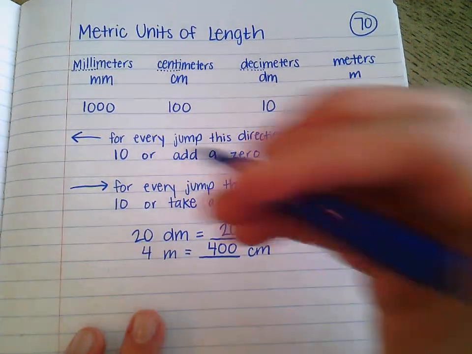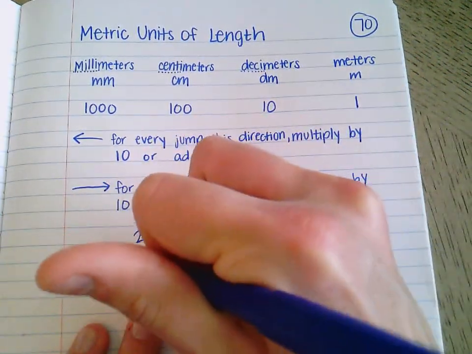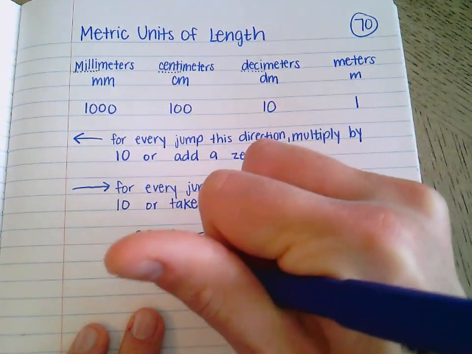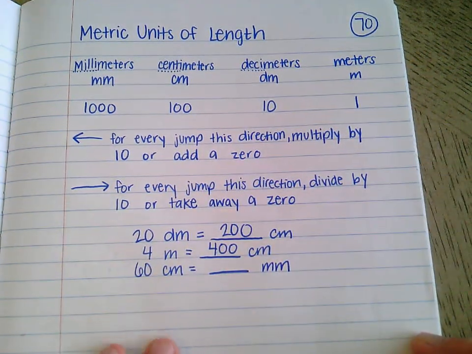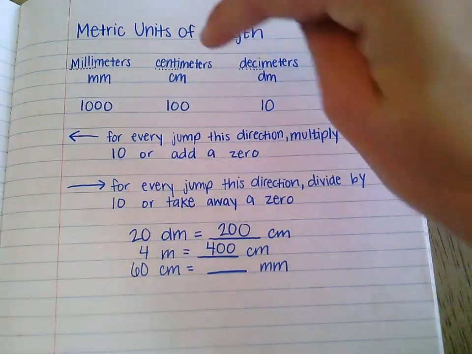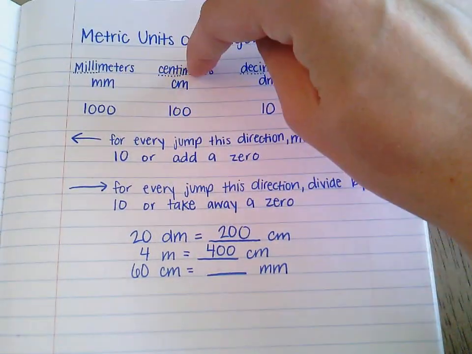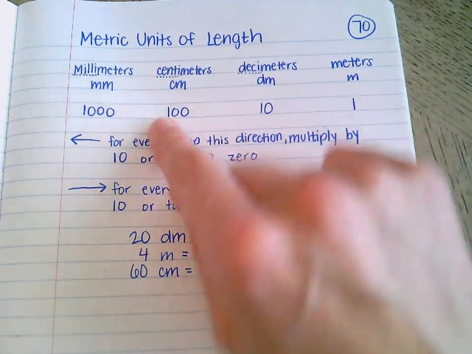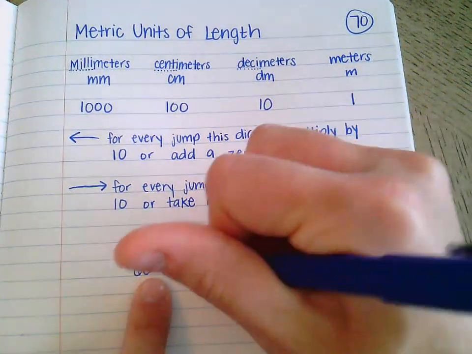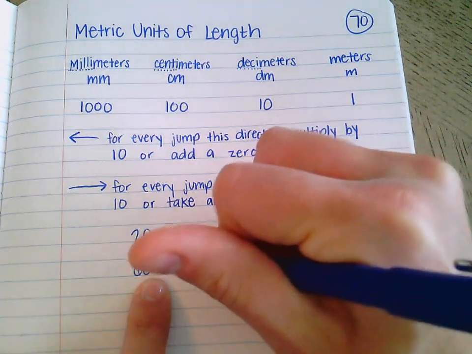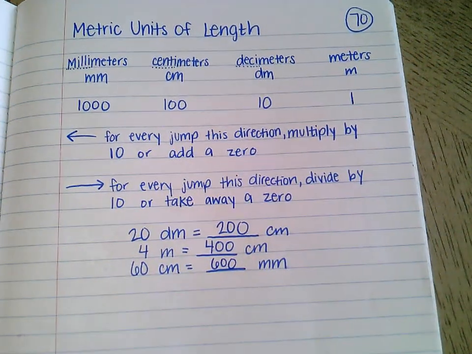Okay, the next one, 60 centimeters equals blank millimeters. Okay, so find centimeters and then find millimeters. Again, I'm moving 1 jump this way, so I have to add 1 zero. 1 jump, 1 zero. So I'm going to write 60 and then 1 zero. So I have 600 millimeters.